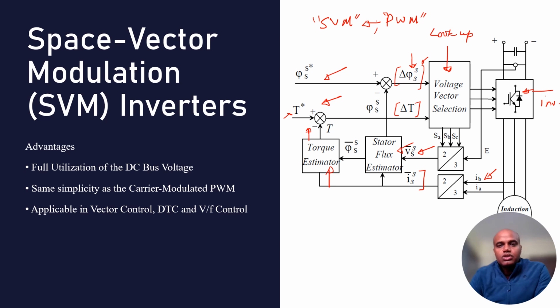Based on that, the voltage vector is selected, and then it controls the speed and the torque of my motor. This is nothing but the AC motor. It can be an induction motor, a PMSM motor, or a synchronous reluctance motor.